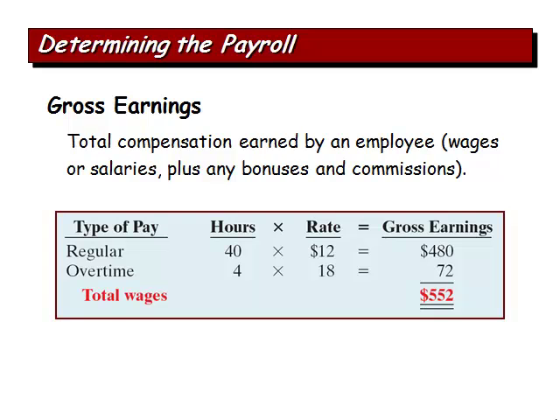So gross earnings, here's an example. We have an employee. His regular pay is 40 hours at $12 per hour, so it's a gross of $480. And this employee had some overtime. 4 hours overtime. We apparently paid him time and a half, $18 an hour, for a total of $72. So the employee's total wages are $552.